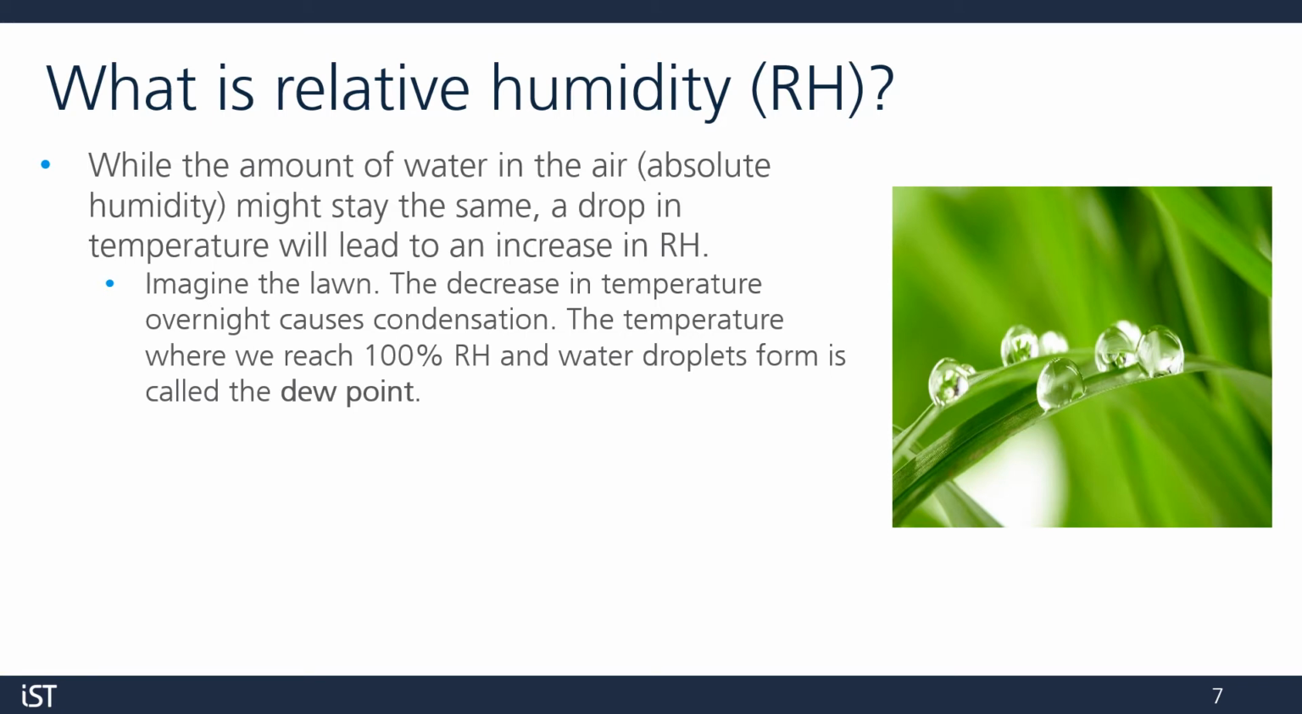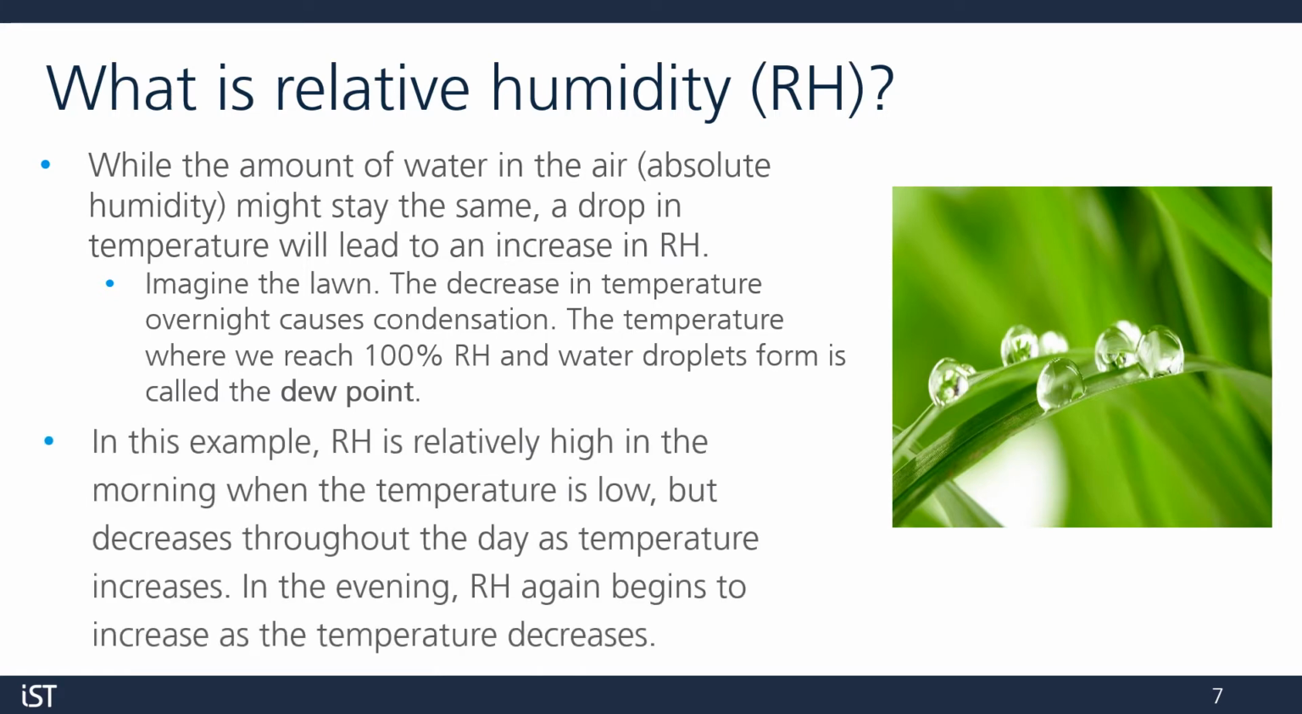Let's take an example. Imagine the lawn in the morning. The decrease in temperature overnight causes condensation to form, so you'll see dew on the grass when you wake up. This is because we reach the temperature where the relative humidity is 100%, so the water droplets start to form. This temperature is referred to as the dew point. In the same example, we see that RH is relatively high in the morning when the temperature is low, but it decreases throughout the day as the temperature increases. In the evening, the RH again starts increasing as the temperature decreases.